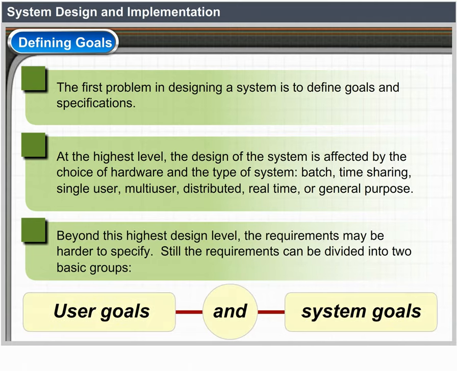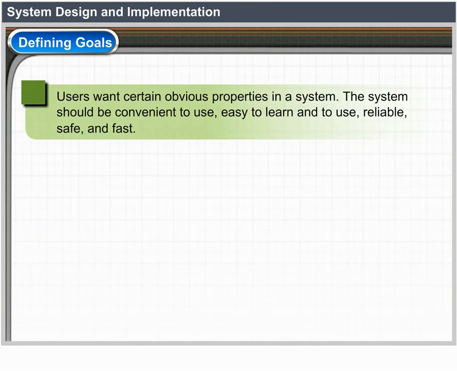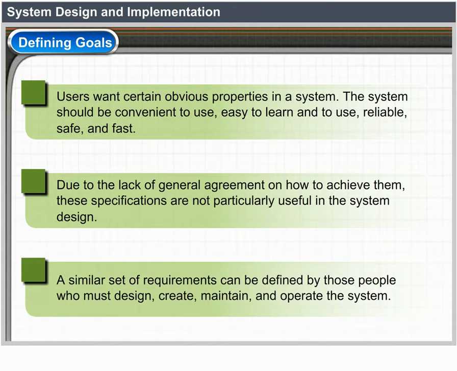Users want certain obvious properties in a system. The system should be convenient to use, easy to learn and to use, reliable, safe and fast. Of course, these specifications are not particularly useful in the system design, since there is no general agreement on how to achieve them. A similar set of requirements can be defined by those people who must design, create, maintain and operate the system.